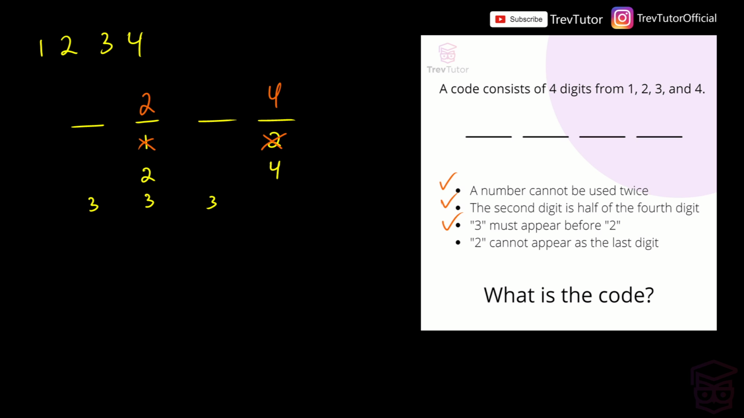3 must appear before 2. So these positions are canceled out, which means 3 has to be the first digit, and our only remaining digit is going to be 1. So the code is going to be 3, 2, 1, 4. This was by far the easiest of the puzzles that I've made.